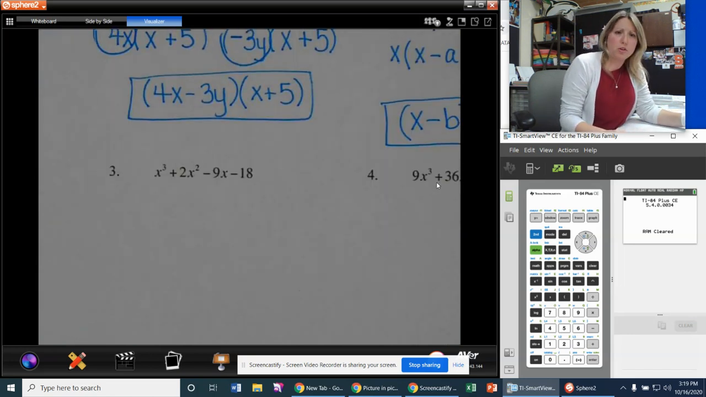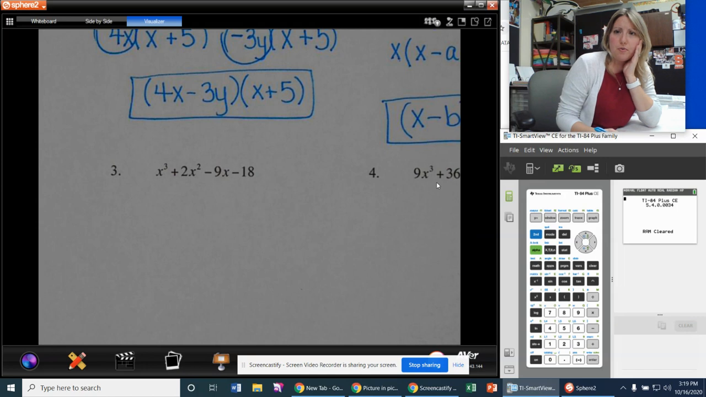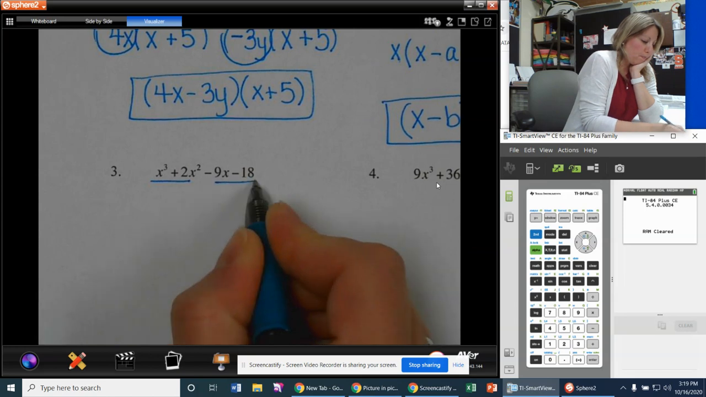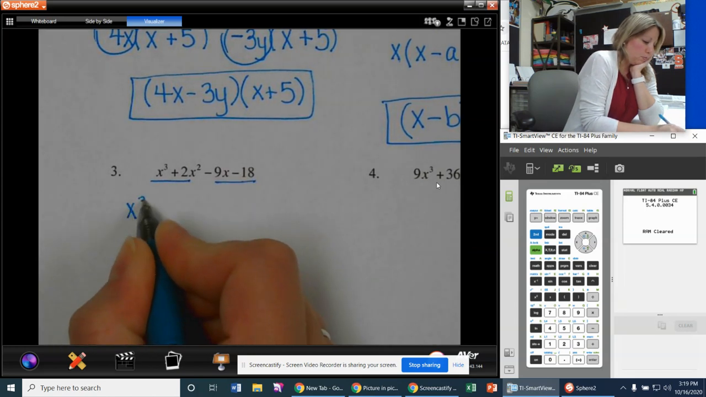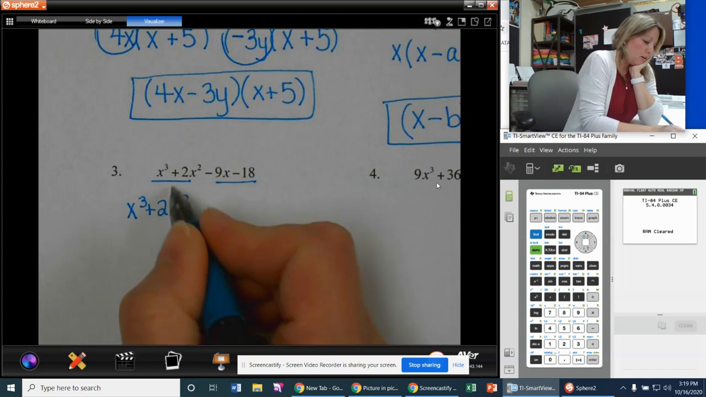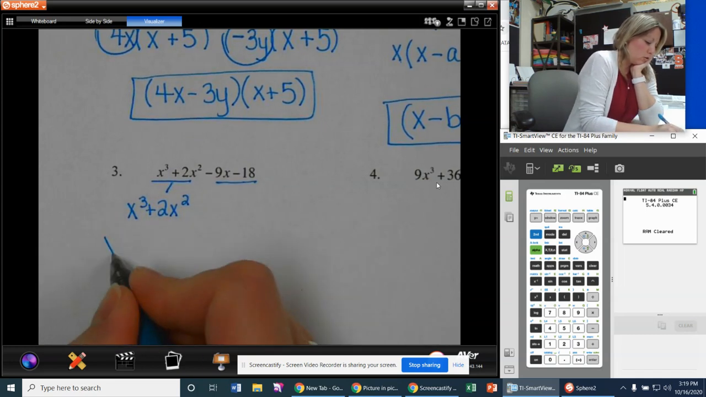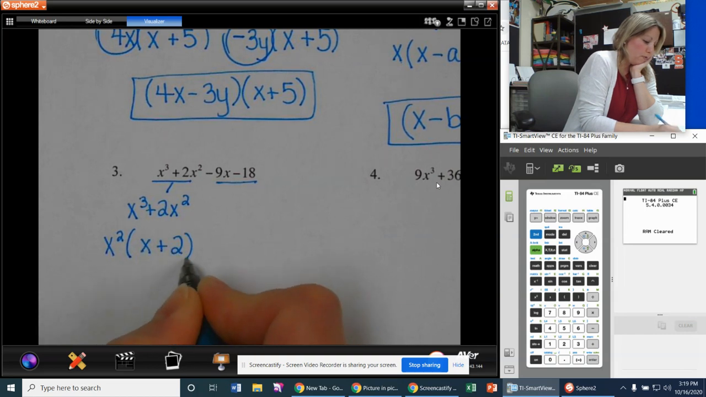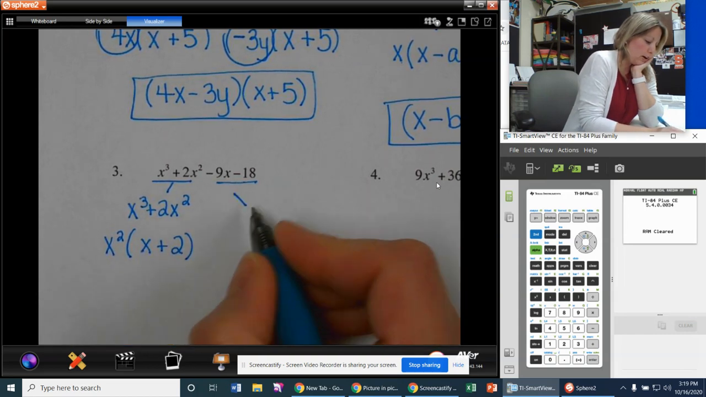I think that might be the only place in these notes, but I know you run into it on your homework once. So here, let's separate them out. X cubed plus 2x squared. What do they have in common? They have an x squared in common, and we're left with x plus 2. So that's what we're hoping for on the other side. Let's see how we can get that.